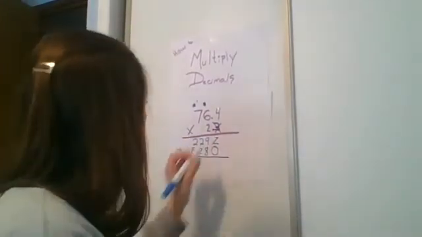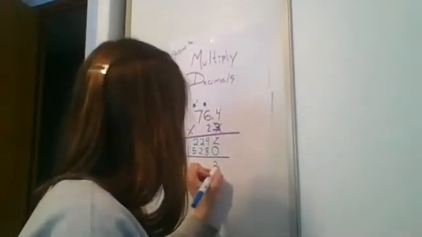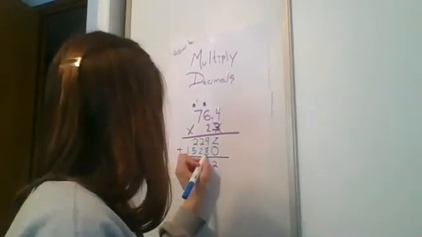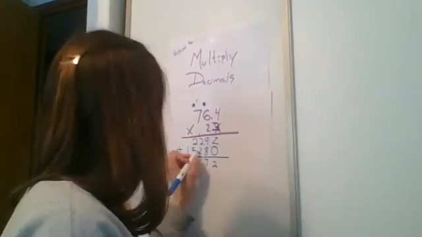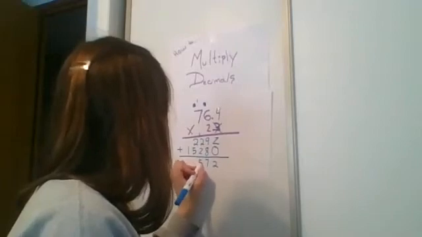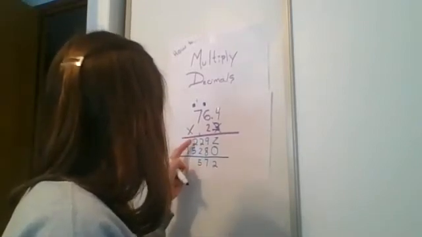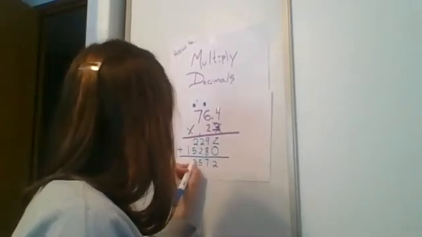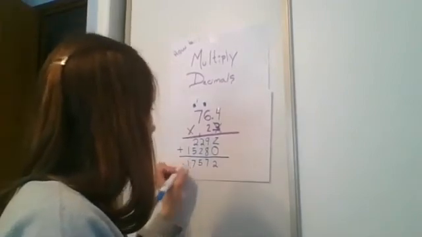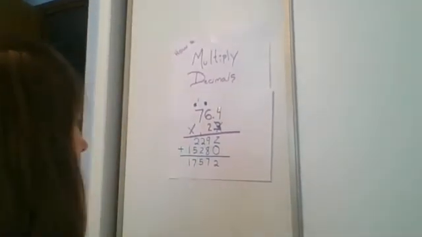I'm going to add. So 2 plus 0 is 2. 9 plus 8 is 17. 2 plus 2 is 4, plus 1 more is 5. 5 plus 2, 5, 6, 7. And then just drop down that 1. Okay, so now we're done with our normal multiplication.